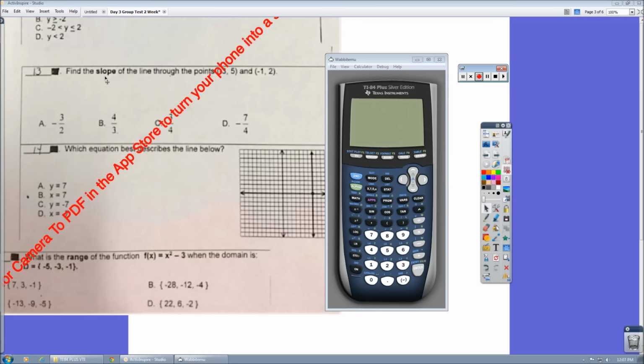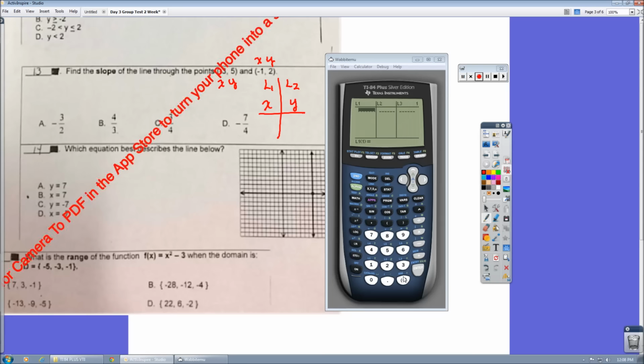All right, find the slope of the line through the points -3, 5 and -1, 2. We're going to use stat edit. Stat edit is a little calculator trick that will calculate the slope of a line if they give you some points. And L1 and L2, that's a fancy way of just saying x and y.